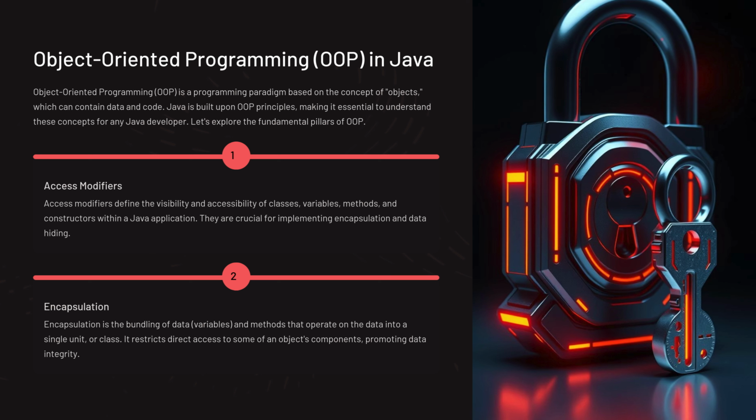Let's explore the fundamental pillars of OOP. 1. Access modifiers. Access modifiers define the visibility and accessibility of classes, variables, methods, and constructors within a Java application. They are crucial for implementing encapsulation and data hiding. 2. Encapsulation. Encapsulation is the bundling of data, variables, and methods that operate on the data into a single unit or class. It restricts direct access to some of an object's components, promoting data integrity.